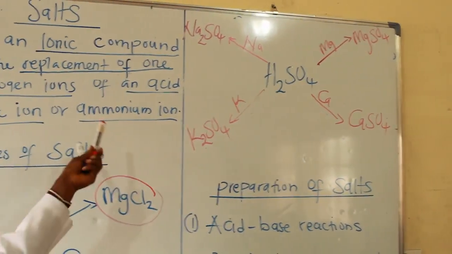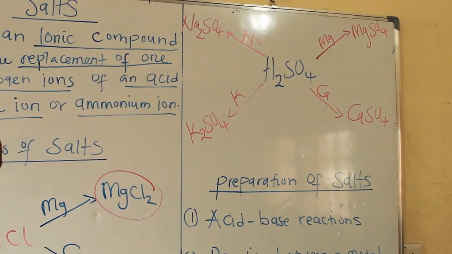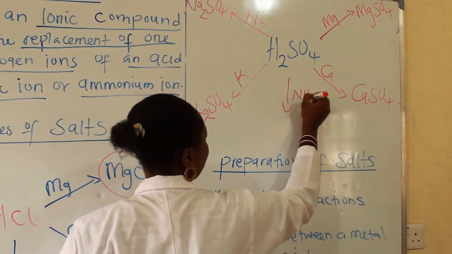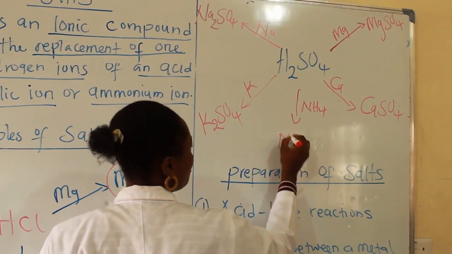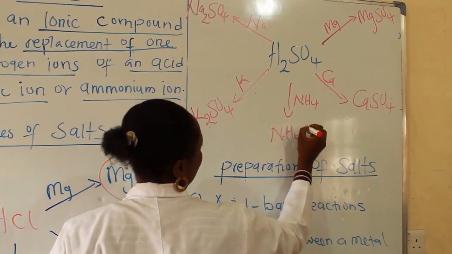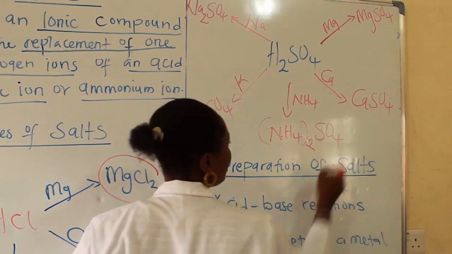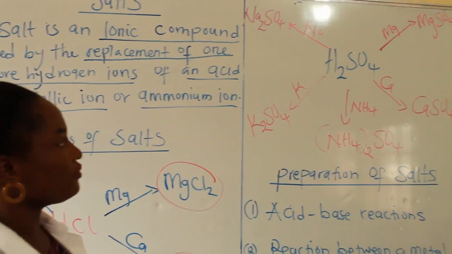Alright. Now what if we change it to ammonium ion? If we add ammonium, NH4, it will form ammonium sulfate. Now the ammonium takes up the 2 and then SO4. Take note of how to write this formula.